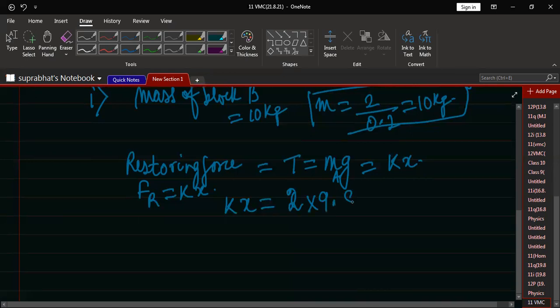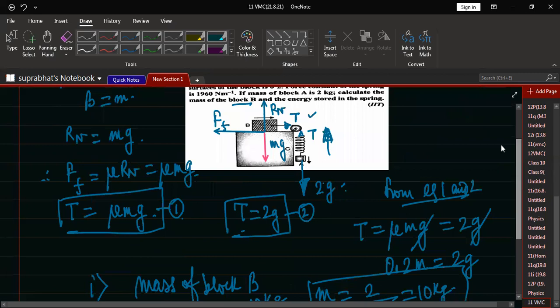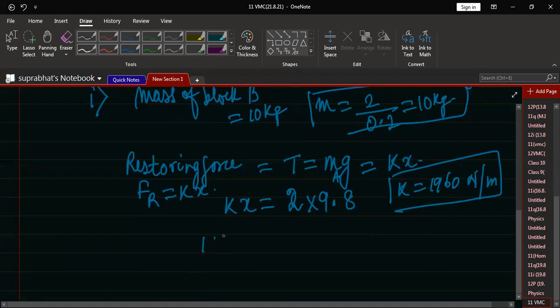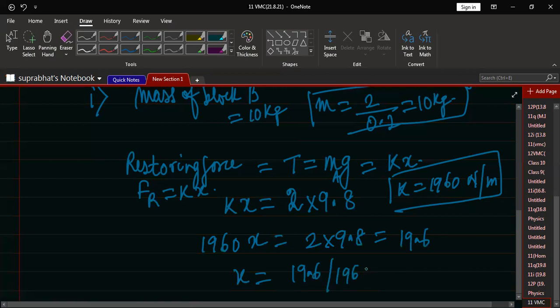So into 9.8. Another important thing I would like to tell you, children, is this K. They have given the value of K as 1960, purposely, probably, to make your calculation much easier. So K equals 1960 Newton per meter. So 1960 into X will be equal to 2 into 9.8, that is equal to 19.6. So therefore, X will be equal to how much? 19.6 divided by 1960 is 1 by 100 meter.